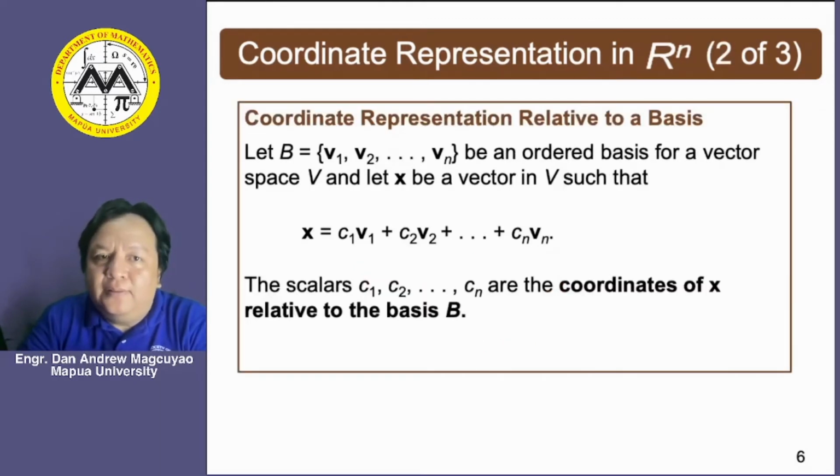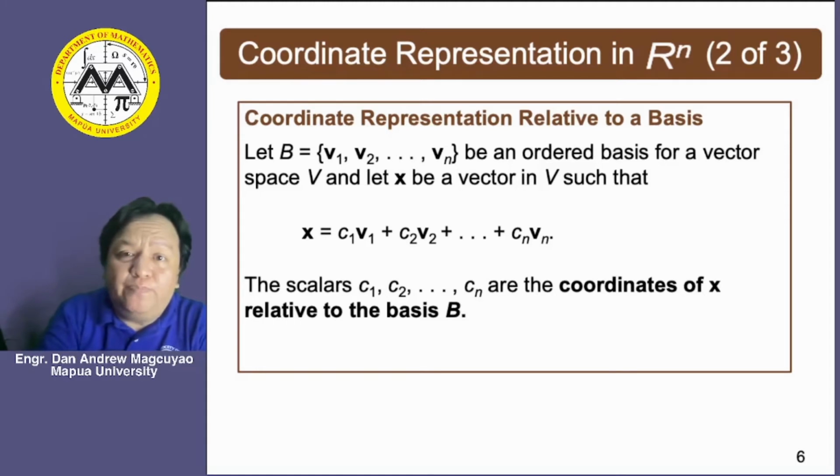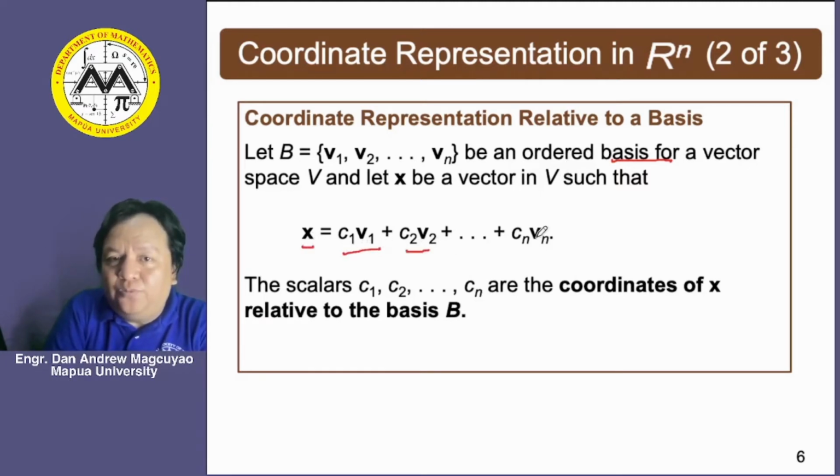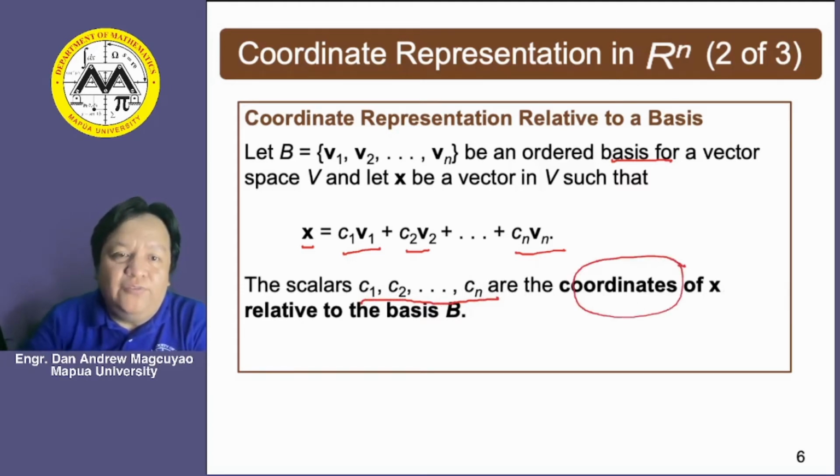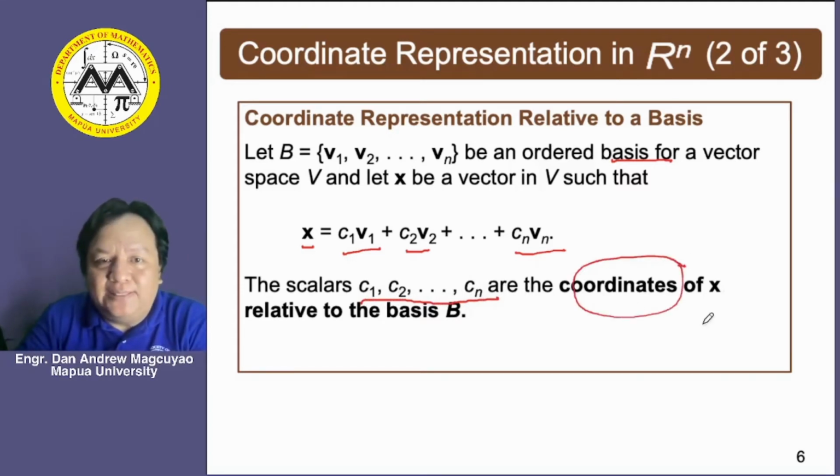So let B equal V1, V2 up to V sub n be an ordered basis for a vector space. Ordered basis means it should be in a specific order. So x is equal to C1 V1 plus C2 V2 plus up to Cn Vn. This set of coordinates C1, C2 up to Cn are the coordinates of x relative to the basis B.